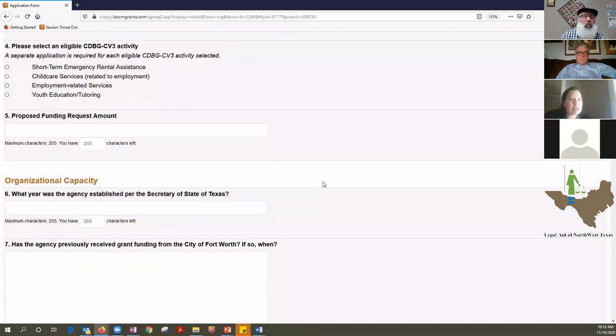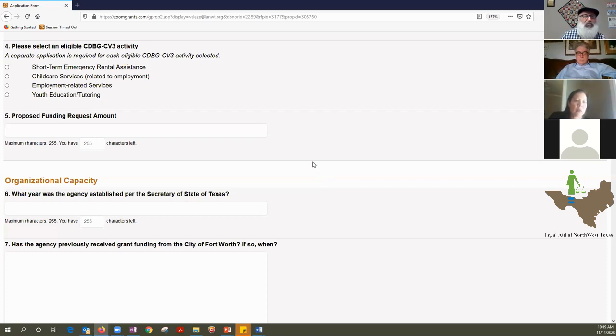So just going through this area, question 4 looks to have the nonprofit identify which of these or all of these activities you currently provide services in: housing, childcare, employment, youth education, and tutoring. And then what dollar amount are you seeking? We had talked last week, Eleazar, about how if you're a new organization, a good amount to strive for is maybe 20% of your annual budget. If you're a seasoned organization that's been providing these types of services, you may feel comfortable asking for more, right? So proposed request amount, an actual dollar amount.